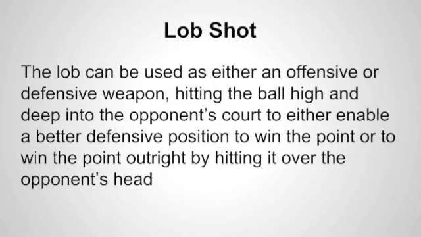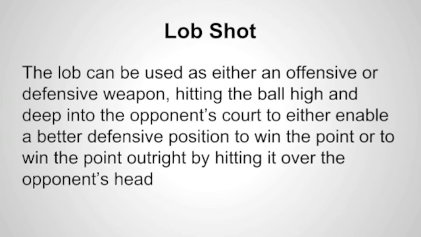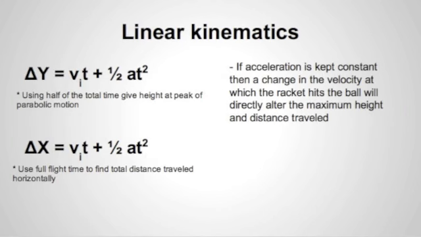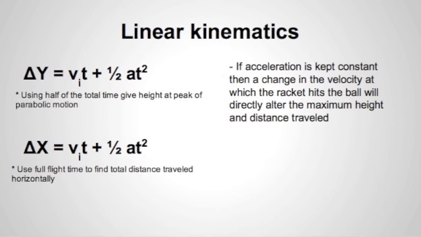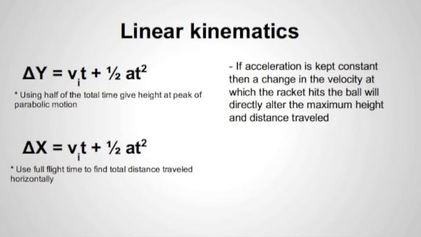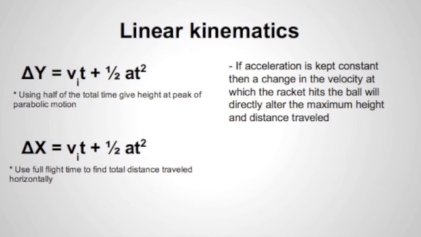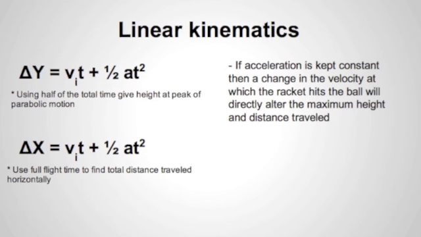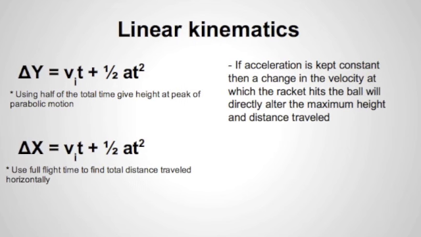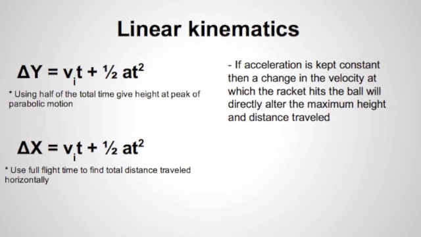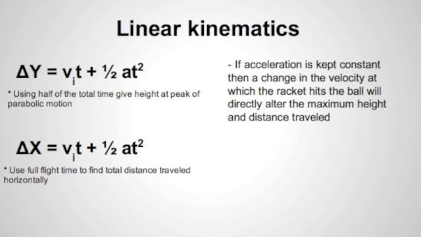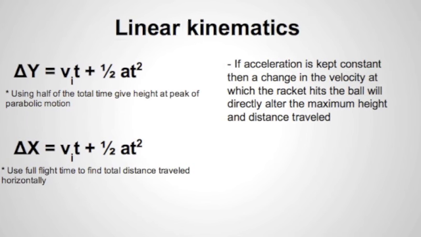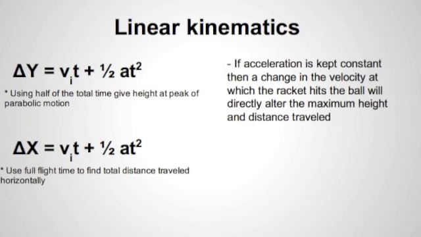Using linear kinematics, we can see how the maximum height and the distance the ball travels are directly related to the velocity at which the ball is hit. Using the formula delta H is equal to velocity initial times time plus 1/2 acceleration time squared, and setting the time to be 1/2 the time the ball is in the air, we can calculate the maximum height the ball travels. We can also see a direct correlation between the velocity at which we strike the ball and the height the ball travels. If we increase the velocity, we will also increase the height.